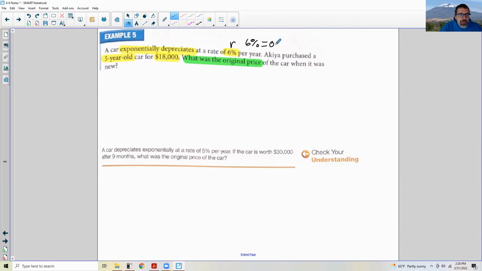6% is 0.06. 5 years old, that's our X. 18,000 is our Y, and the original price is A. So there's everything all labeled up. So we write Y equals A times 1 minus R to the X. Substitute everything in. Y is 18,000.